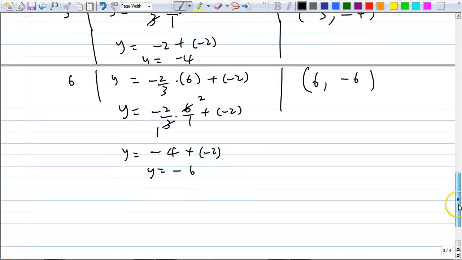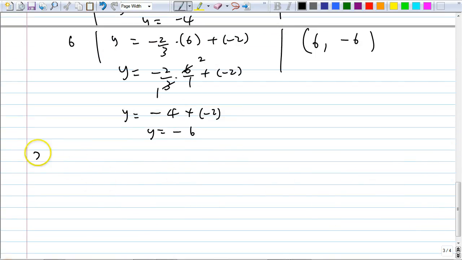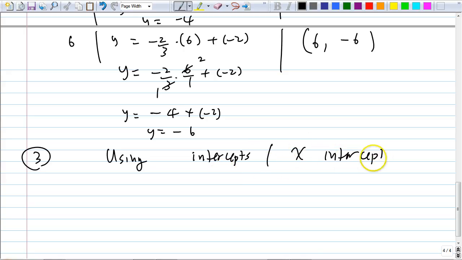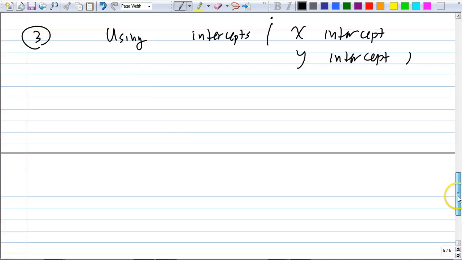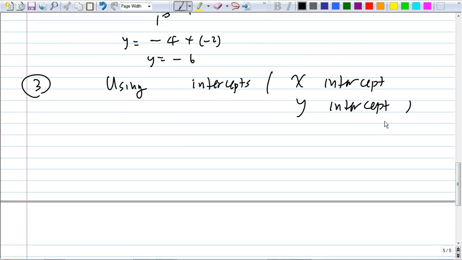The last method we learned, method 3, was using slope. No, we used intercepts. And do you guys remember which intercepts we used? We used the x-intercept and the y-intercept. And remember what these were, x-intercept and y-intercept? X-intercept is where the line crosses the x-axis. Y-intercept is where the line crosses the y-axis.